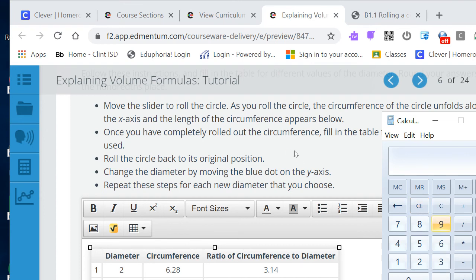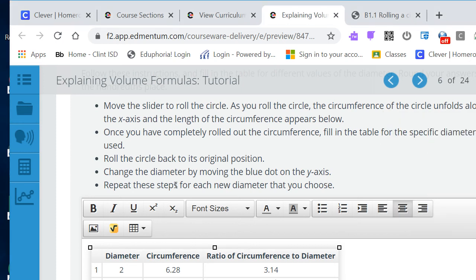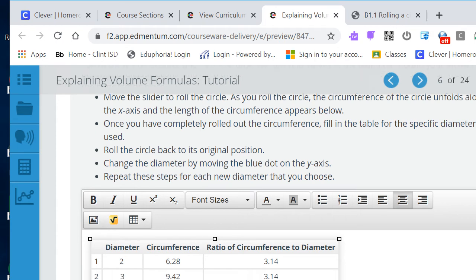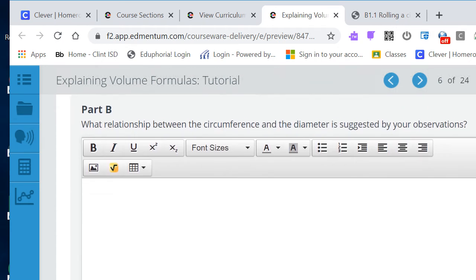Now we get our calculator again. And we're going to put, remember, circumference comes first. So 9.42 divided by 3. Wow, again, 3.14. So we're going to do this until we fill out the whole table. Once you're done filling out the table, then you can move to the second part.